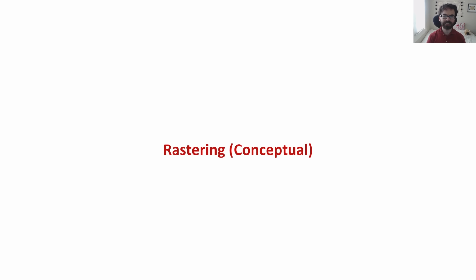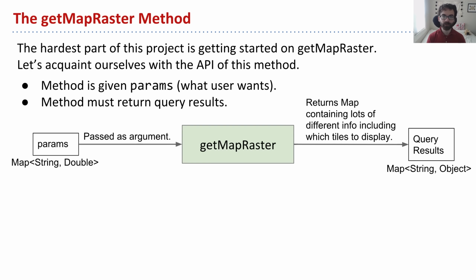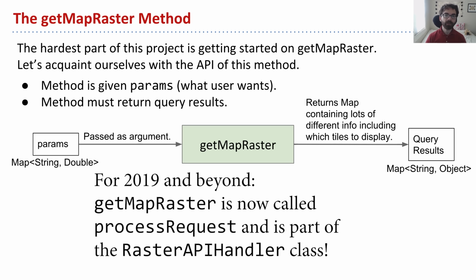One of the hardest things in this entire project is just getting started on this first part, rastering. So the rastering part of the assignment, the user is going to use their web browser and request a certain region of the world, and that's going to be passed as an argument to your function getMapRaster. That is, their request will be passed as an argument, it's a map from string to doubles. We'll talk about that in a moment. And then your function is supposed to return a map that goes from string to object that will supply all of the information needed for the web browser to be able to display the appropriate images. Okay, so it'll become clear as we step through in a little more detail.